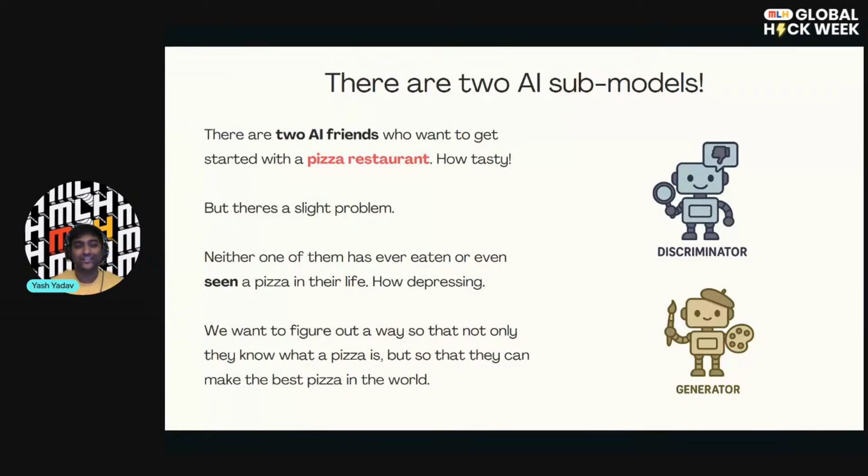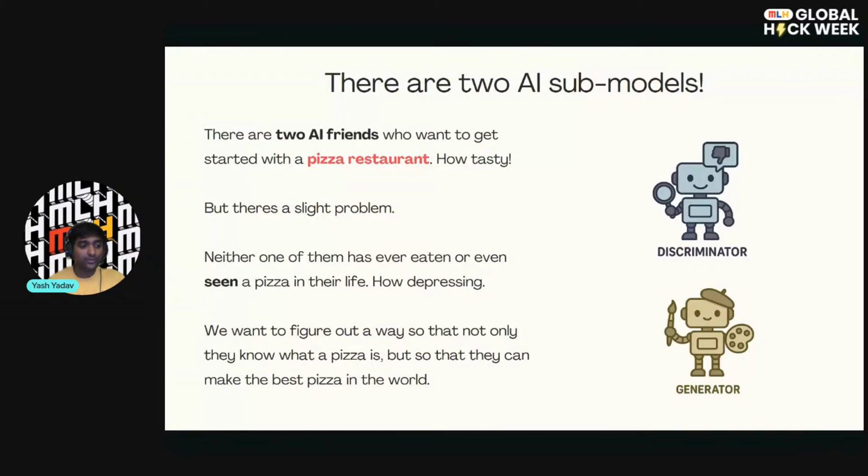They want to get started with a pizza chain. That's so tasty, right? But there's a problem with this. The problem is neither of them have either seen, tasted, or even heard of a pizza in their life. They have no concept of what a pizza really is.